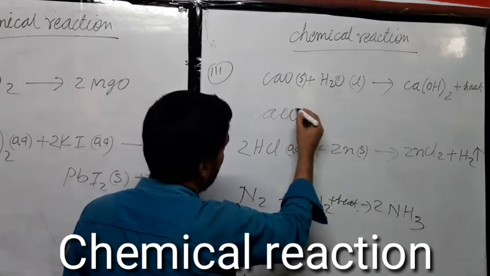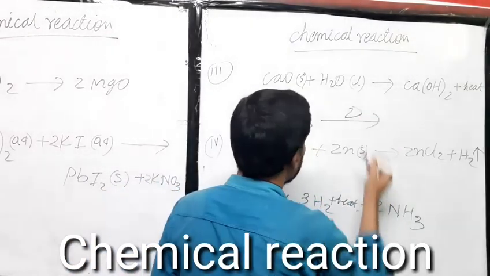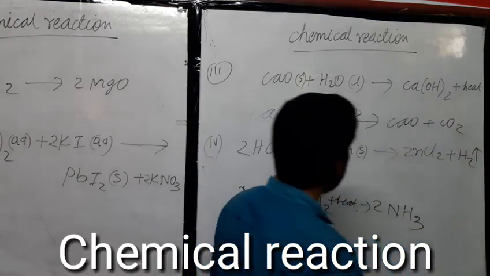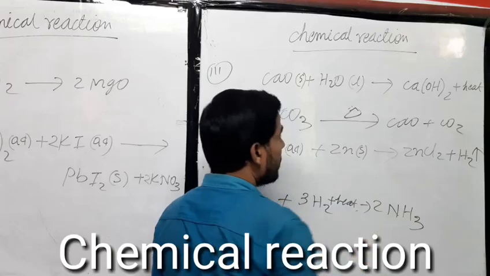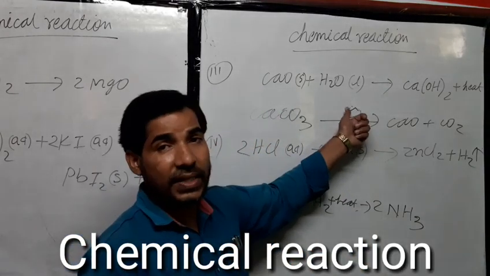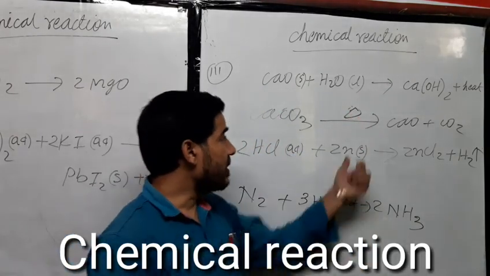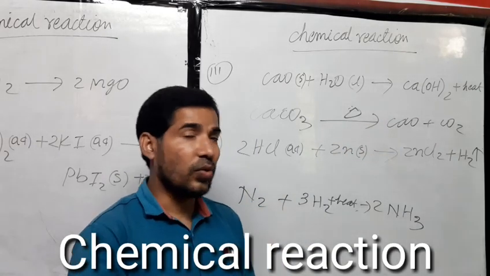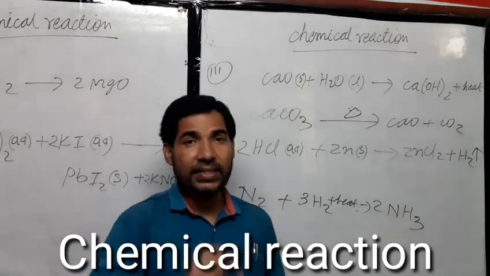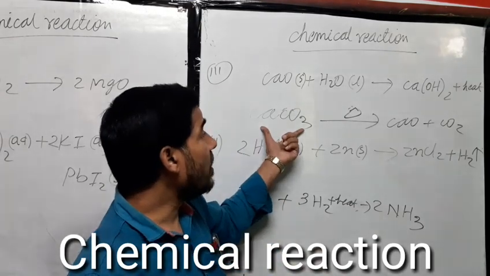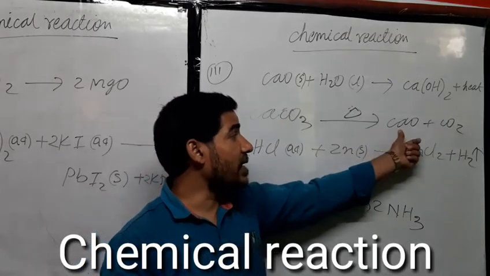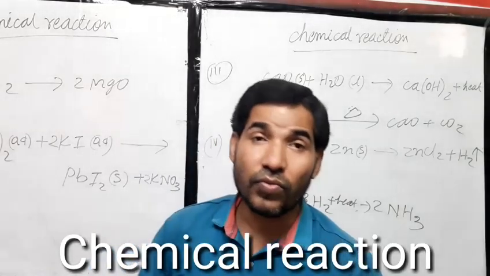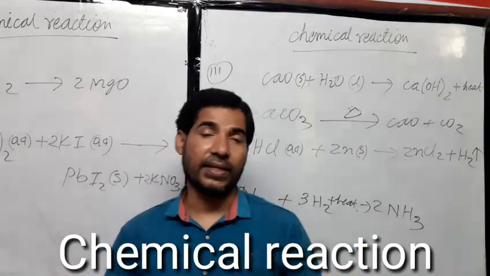CaCO3, when heated, breaks into calcium oxide and carbon dioxide. Here I have written the sign of heat, delta, above the arrow. Since I have written it above the arrow, it says that it is the condition here, meaning calcium carbonate on heating breaks into calcium oxide and carbon dioxide. So by using a chemical equation we can identify a conditional reaction.